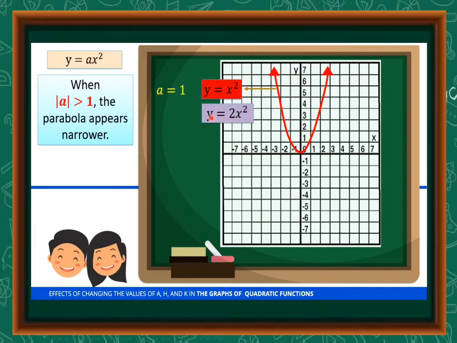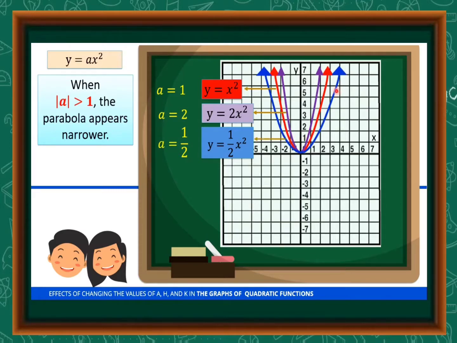What if we have y is equal to 2x squared? So yung a natin dito is equal to 2, which is greater than 1. Yung absolute value ng 2 is greater than 1, so the parabola appears narrower or mas malapit sa y-axis. Ito ang graph ng ating function na y is equal to 2x squared. Another example. What if we have y is equal to 1/2 x squared? The value of a here is 1/2. And ito yung graph ng ating given function na y is equal to 1/2 x squared.